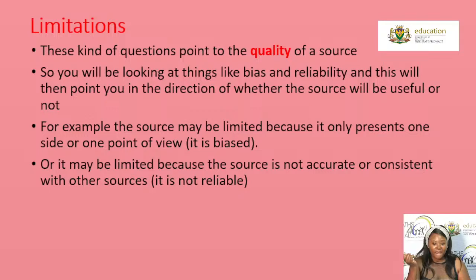And then, for example, the source may be limited if it only presents one side or one point of view, meaning the source can be limited if it is biased, or it can be limited because the source is not accurate, it is not consistent with other sources, meaning it is not reliable. Now, you can also state that the source is limited. And then we come to the interesting part, the paragraphs.